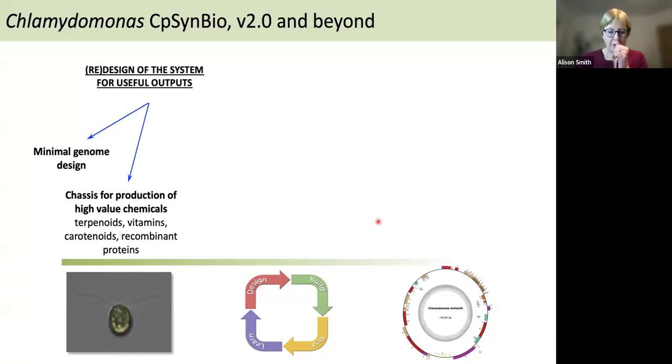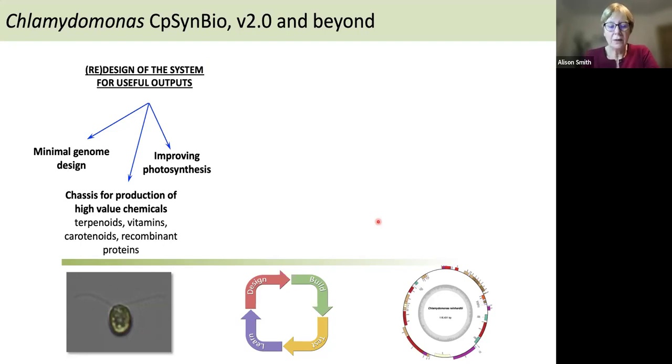Then we have a chassis that we can use for the production of high-value chemicals. So we're interested in making high-value chemicals like terpenoids, which are potential therapeutics, vitamins, carotenoids, recombinant proteins, and so on. We will have what's known as a naive chassis that will facilitate the optimization of the production of these compounds.